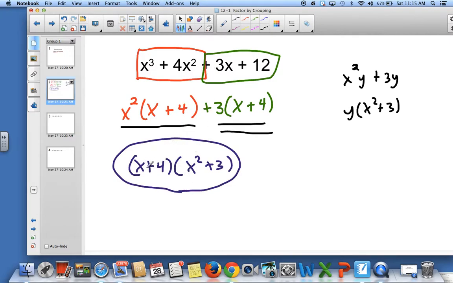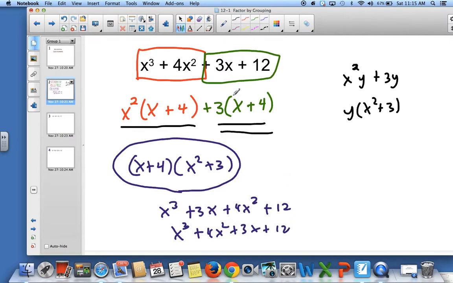If I did FOIL for this, I'll get x squared times x, which is x to the third. I'm going to get x times 3, that's plus 3x. 4 times x squared is plus 4x squared, and 4 times 3 is plus 12. If I switch the order so that the powers of x are in descending order, x cubed plus 4x squared plus 3x plus 12 is exactly what I started with. So that's simpler: break it up into two different polynomials, factor out, then look for common factors at that point. Let's do a couple more.